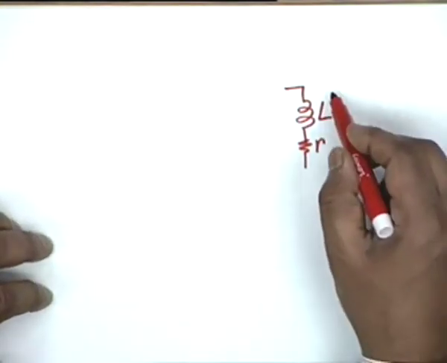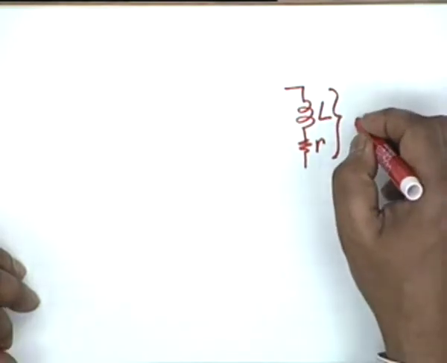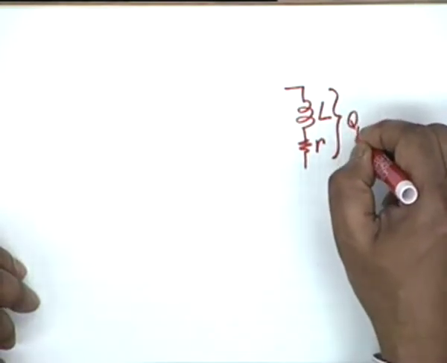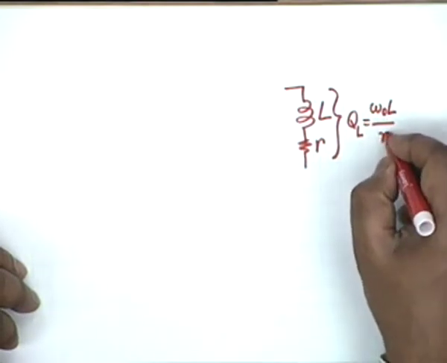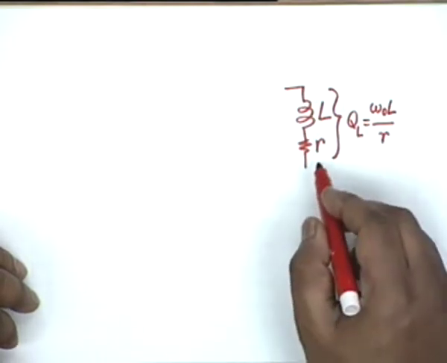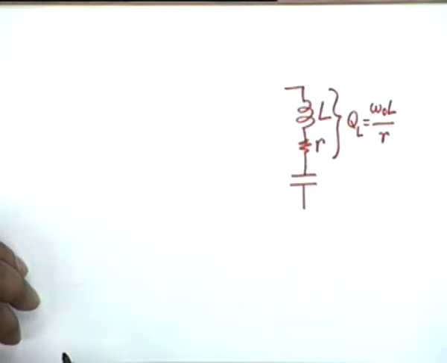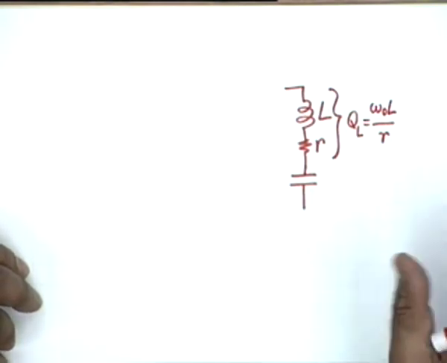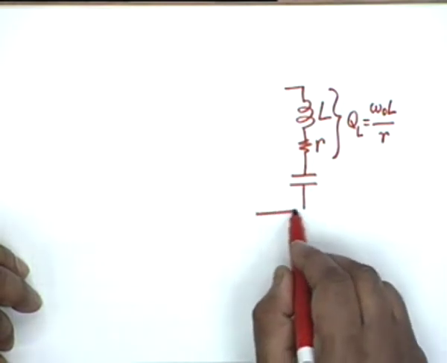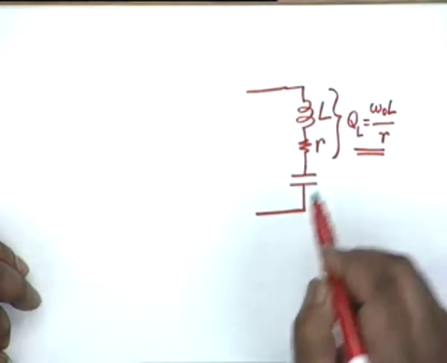All right. The Q of this combination, QL let's say, is omega 0 L divided by small r. Now I want to tune this by using a capacitor. If I simply end the circuit here, then the selectivity of the circuit will be the same as QL.